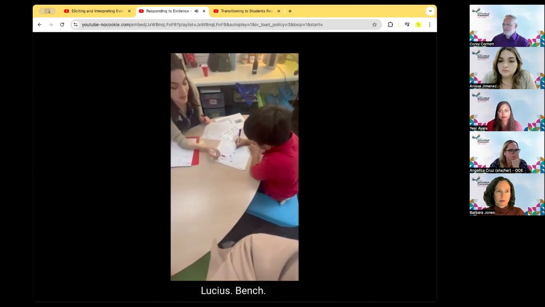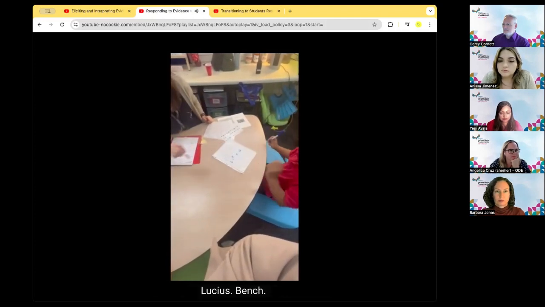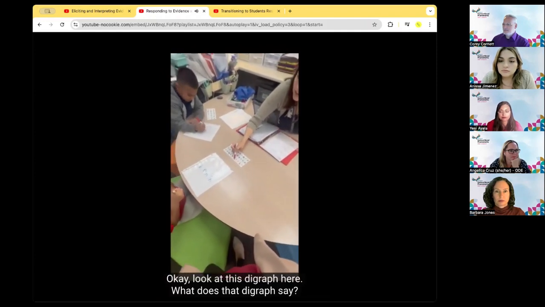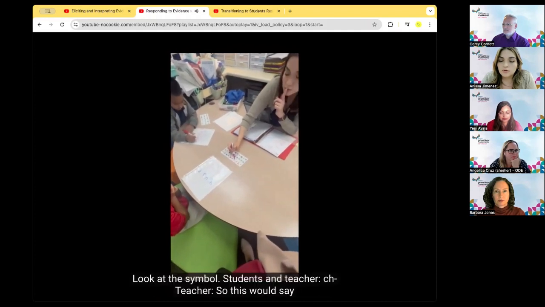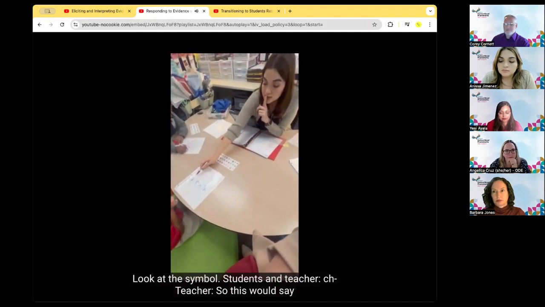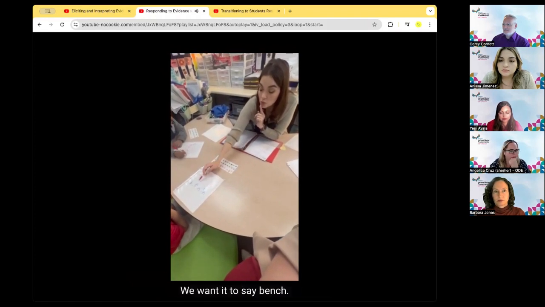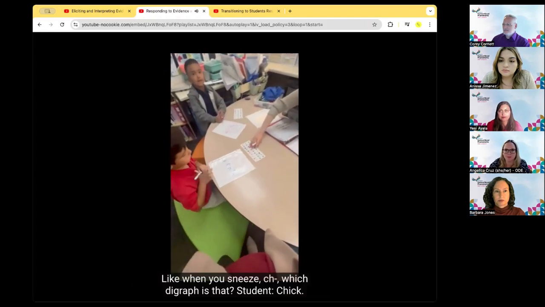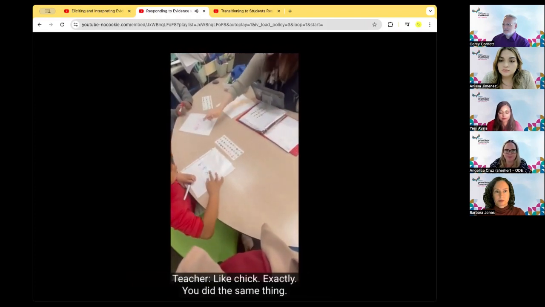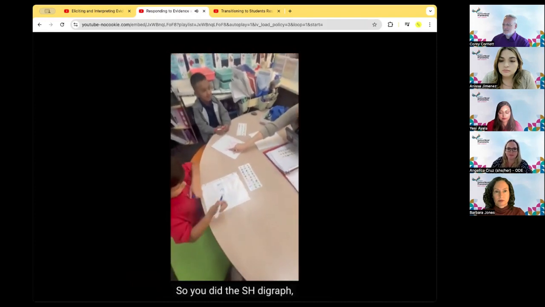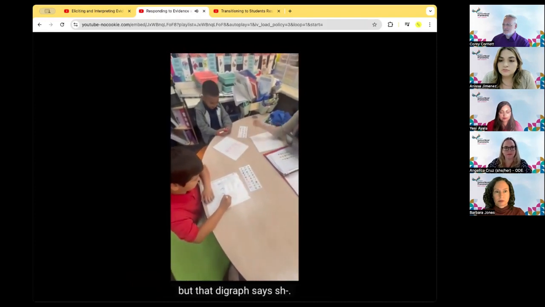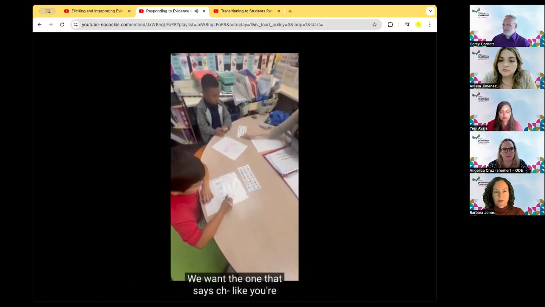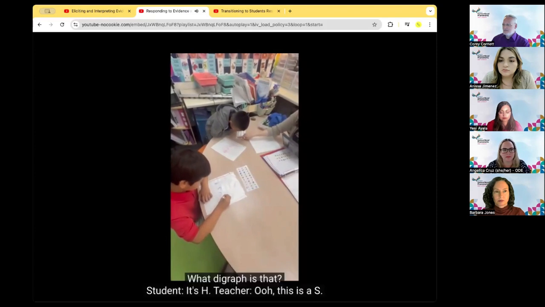Very nice, Lucius. Bench. Okay, look at this digraph here. What does that digraph say? Look at the symbol. So this would say bench. We wanted to say bench, like when you sneeze. Which digraph is that? Chick. Like chick, exactly. You did the same thing. So you did the SH digraph, but that digraph says, we want the one that says like you're sneezing or like chick. What digraph is that?